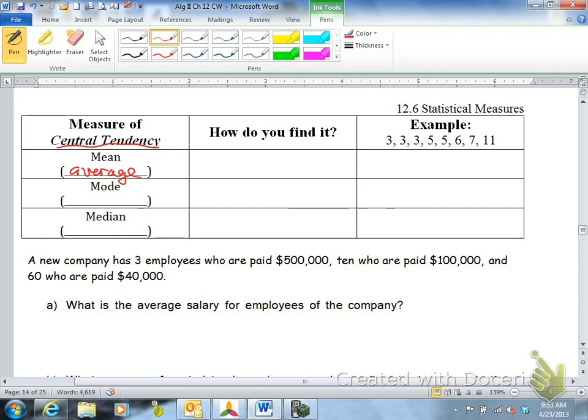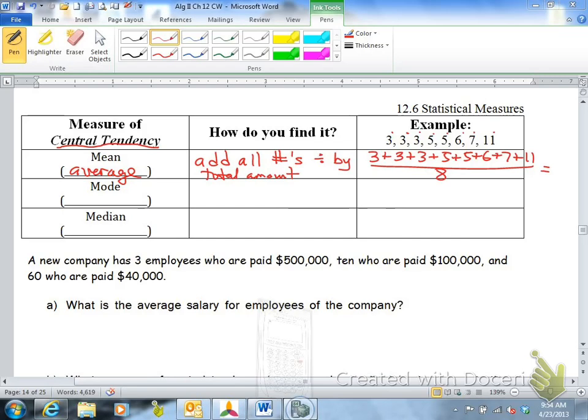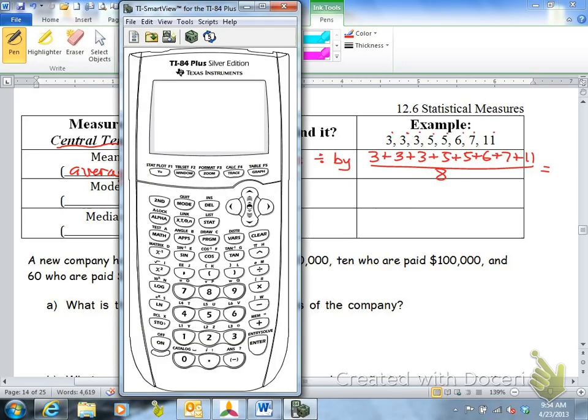How do we find the mean? Hopefully you remember how to find a mean. You would add all the numbers, and then you would divide by the total amount of numbers that you have. So for instance, in this example, we would add up all these numbers that I've given you. 3 plus 5 plus 5 plus 6 plus 7 plus 11. And we divide by the total amount that we have. 1, 2, 3, 4, 5, 6, 7, 8. Divided by 8. And we can use our calculator to get that answer after we've shown that work.